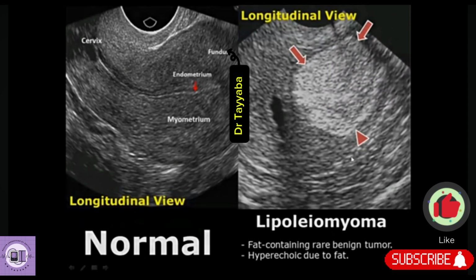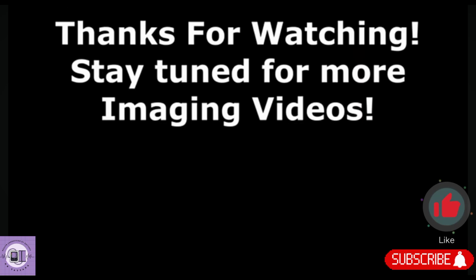Lipoleiomyoma is a benign fat-containing tumor of the uterus. It is hyperechoic due to fat.